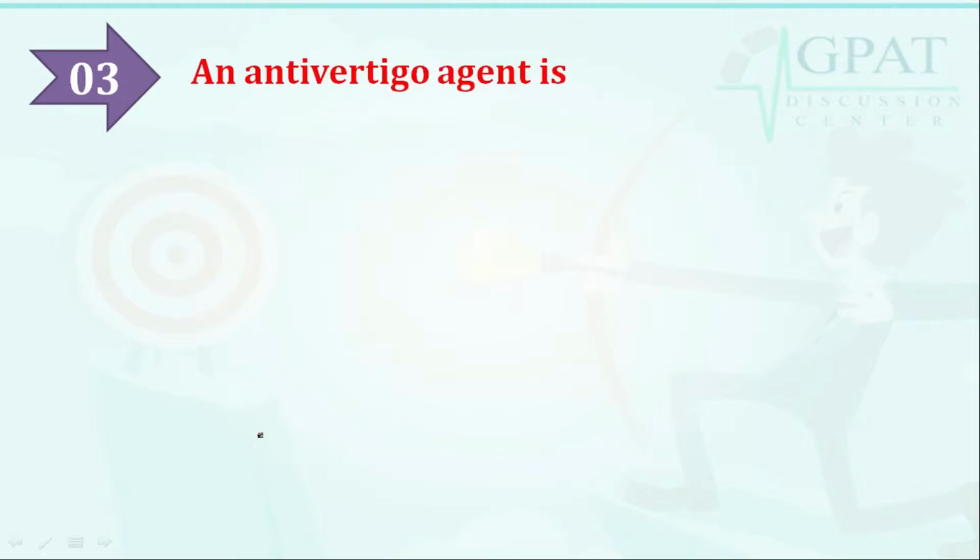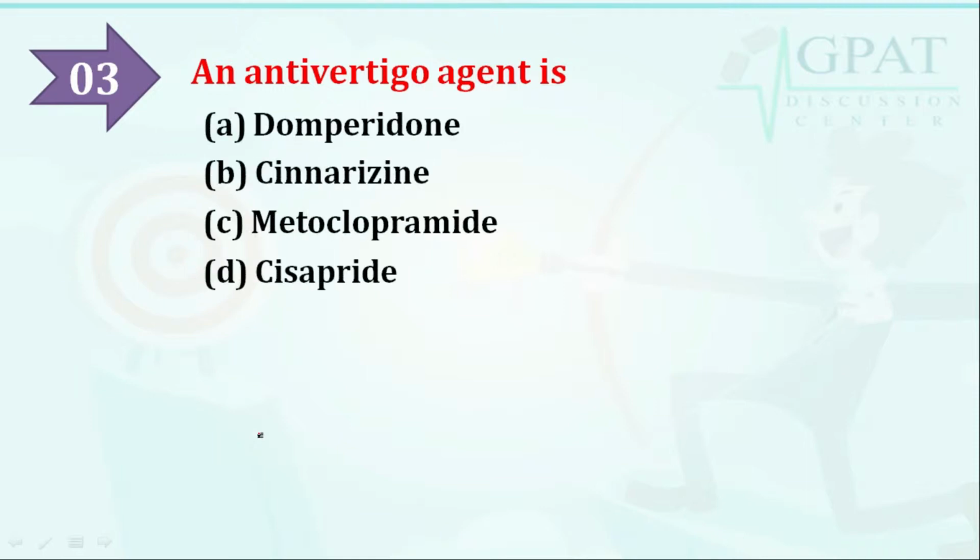An anti-vertigo agent is, and the options are option A domperidone, option B cinnarizine, option C metoclopramide, option D cisapride. So which is an anti-vertigo agent? So the correct answer is cinnarizine. Cinnarizine is an anti-vertigo agent.